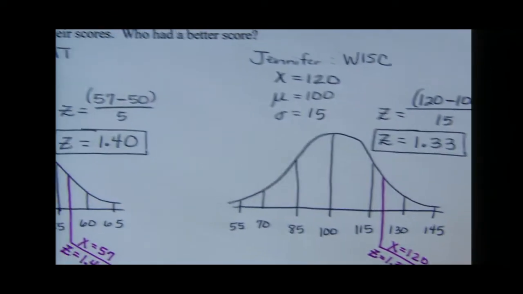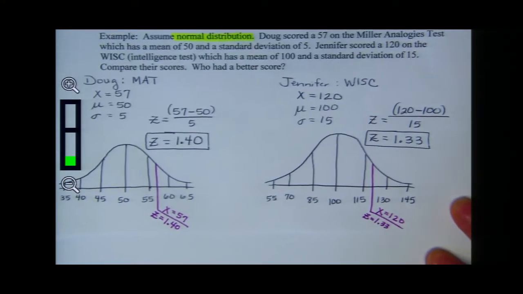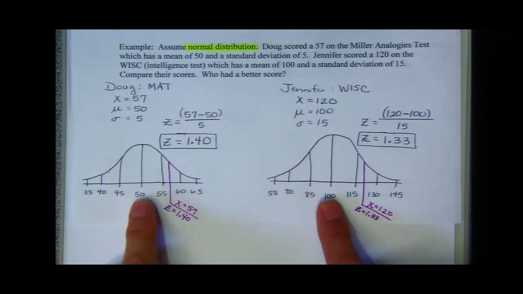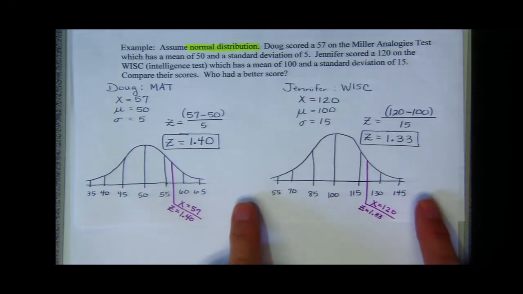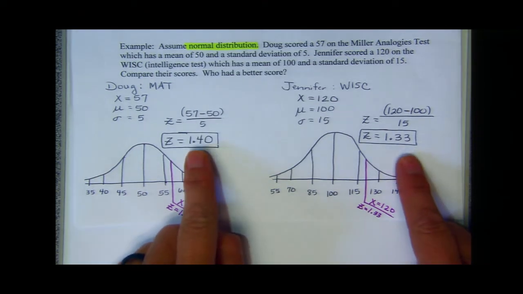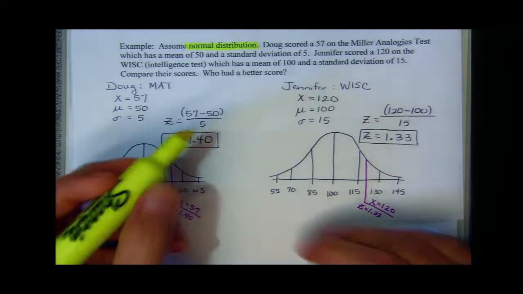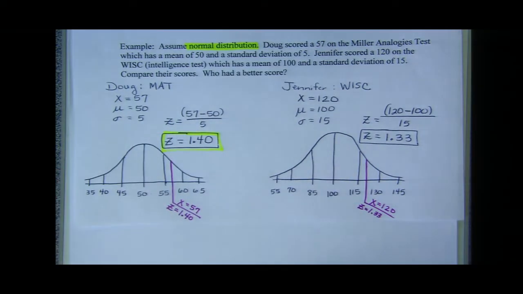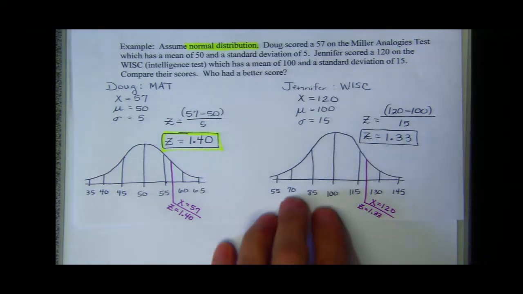So now I can do a direct comparison. Here's average. The further away from the mean you get going to the right, the better you did on the test. So Doug is slightly, just a little bit further away from the mean than Jennifer is. So Doug actually did a little bit better on his test than Jennifer did on hers. And that's why we standardize values.